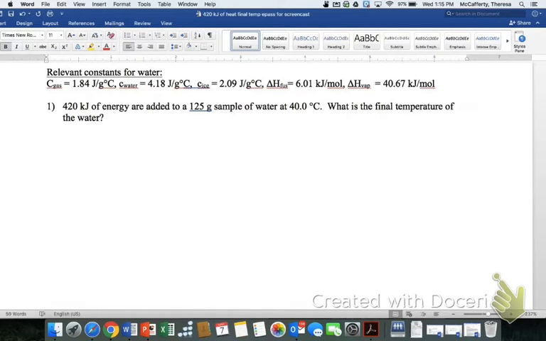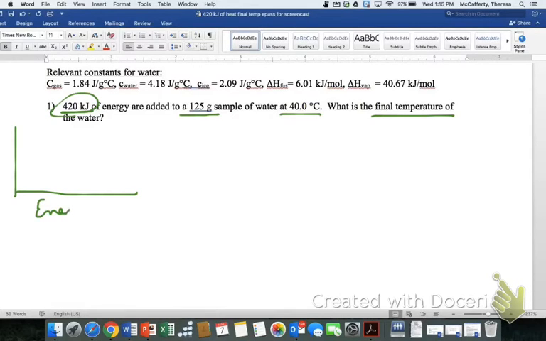Let's take a moment and look at this problem. We're given a total amount of energy. We're going to add it to a 125 gram sample of water at 40 degrees Celsius, and it's asking us what the final temperature of the water is. 420 kilojoules is a lot of energy, particularly when you're talking about heating up just 125 grams of water.